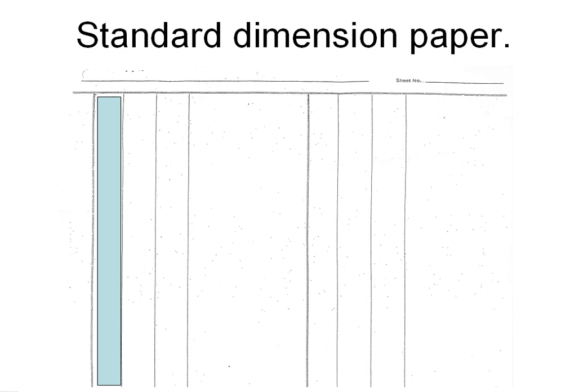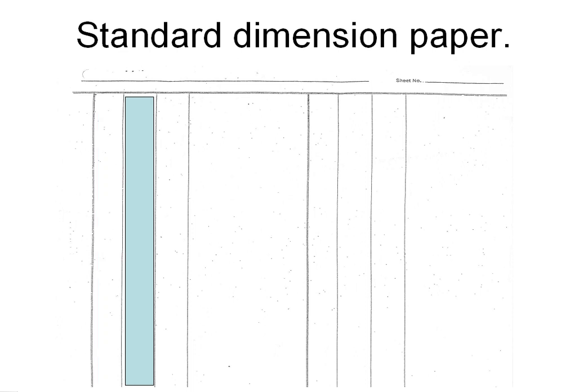The next column is the timesing column. This column is used when multiplying figures. It is only used when there is more than one of a particular item. Next we have the dimension column. Here we enter actual dimensions as scaled or taken direct from the drawings.